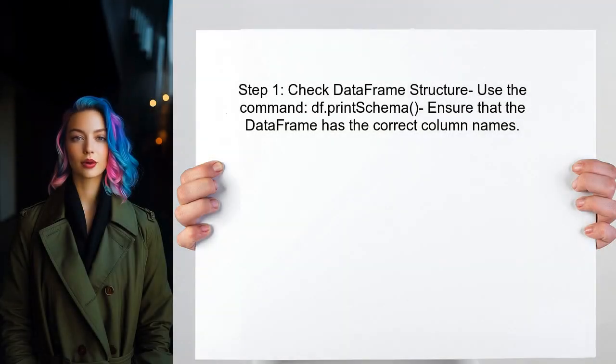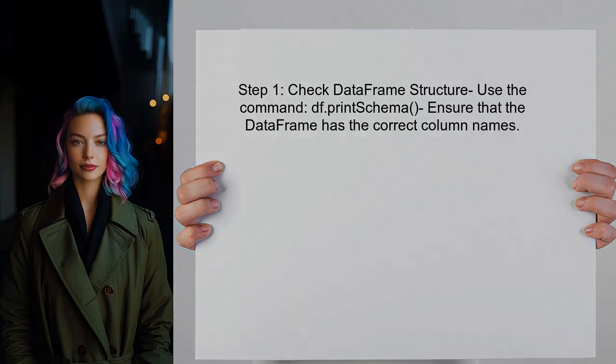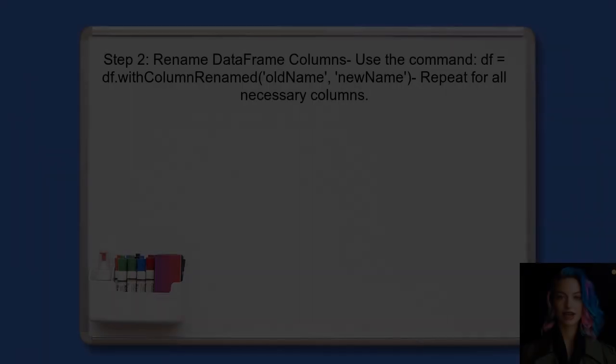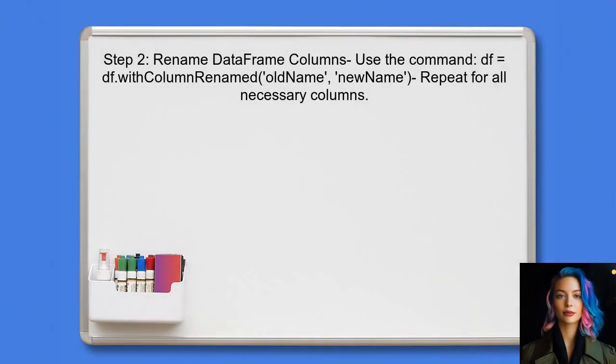To begin addressing the user's issue, we need to ensure that the data frame used to train the model has the correct column names. The user should check the data frame structure before exporting the model. Next, the user should explicitly set the column names in the data frame. This can be done by renaming the columns to match the desired names before training the model.